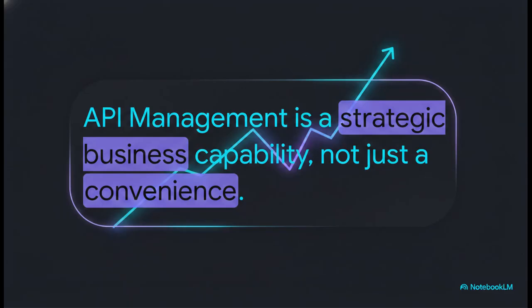So the crucial point is this. API management is no longer just a developer convenience to make routing slightly easier. It is a core strategic business capability. From the triple-gate architecture managing AI agents to zero-trust service meshes to driving direct revenue, how you manage your APIs fundamentally dictates how your business scales in the modern digital economy.